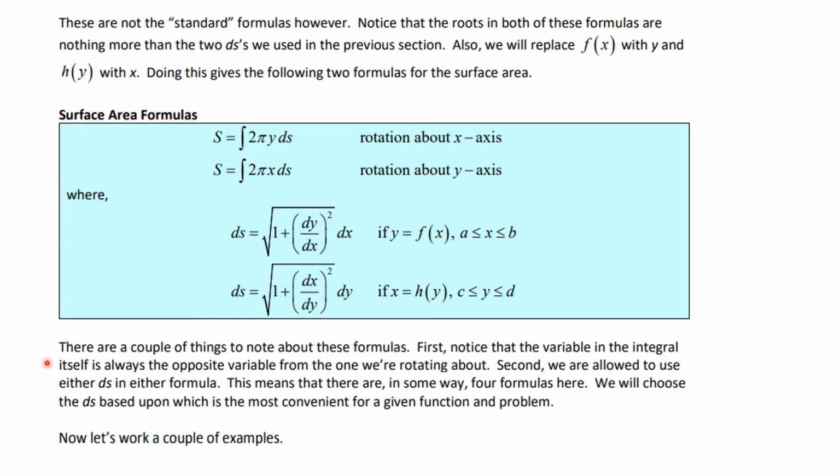Now there are a couple of things to note about these formulas. First, note that the variable in the integral itself is always the opposite variable from the one we're rotating about. And second, we are allowed to use either ds in either formula. This means that there are, in some ways, 4 formulas here. We will choose the ds based on which is the most convenient for a given problem and given function. And sometimes I will give you directions about which one to use. Let's work a couple of examples now.